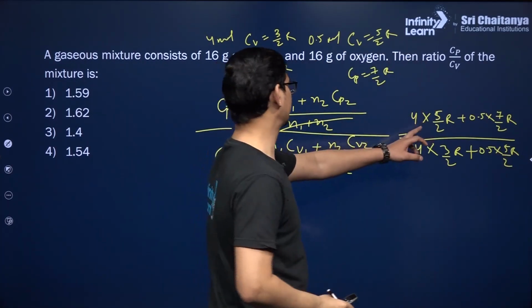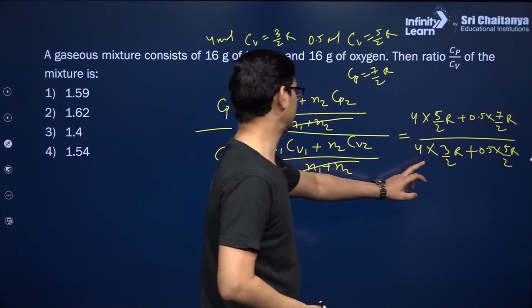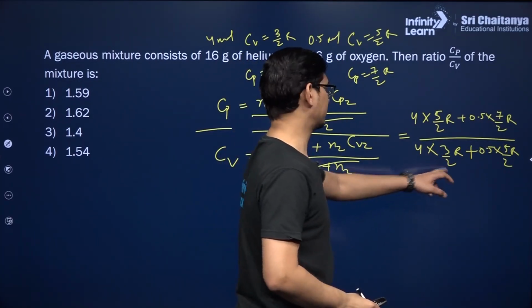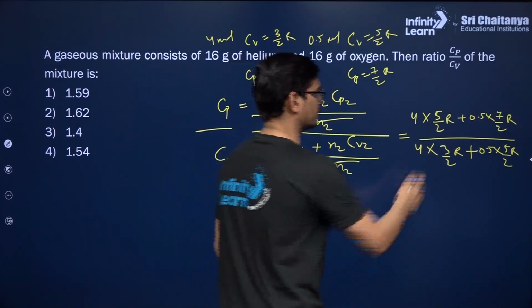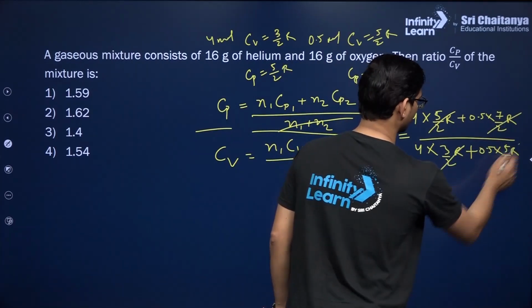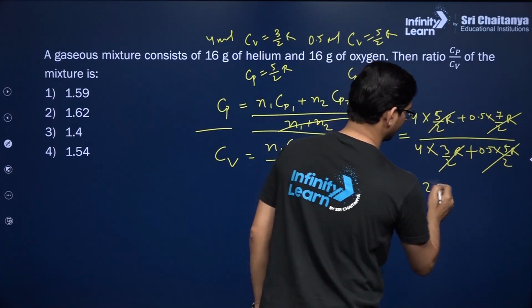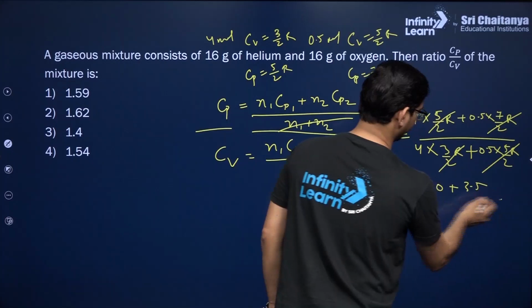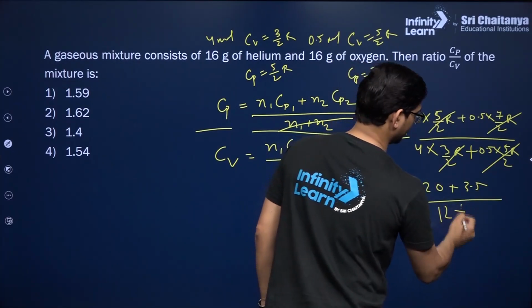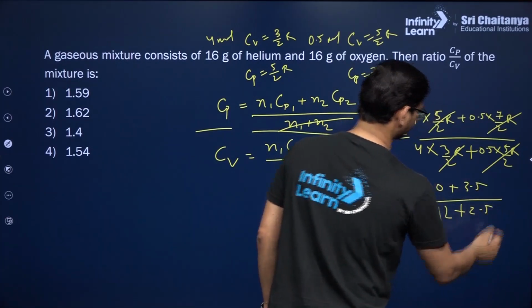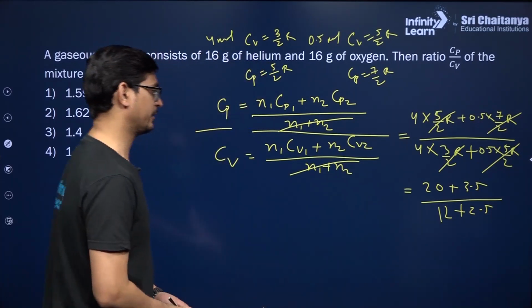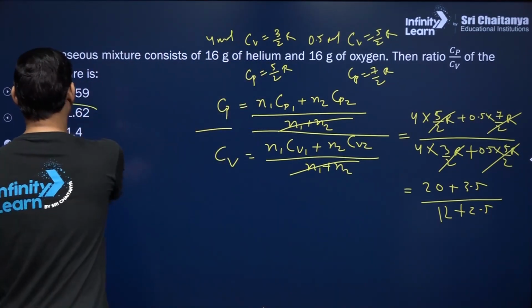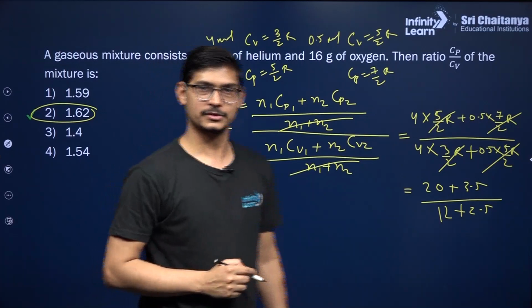So Cp of helium is 5 by 2, that of oxygen is 7 by 2, Cv of helium is 3 by 2 and that of oxygen is 5 by 2. So R by 2 gets cancelled, right? So we have 20 plus 3.5 divided by 12 plus 2.5. So you can calculate, it's 23.5 divided by 14.5, that will come out to be 1.62, right?